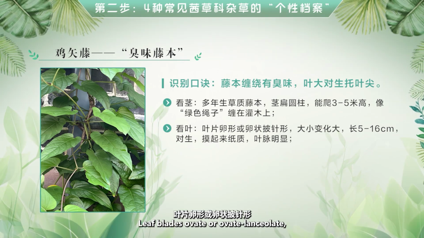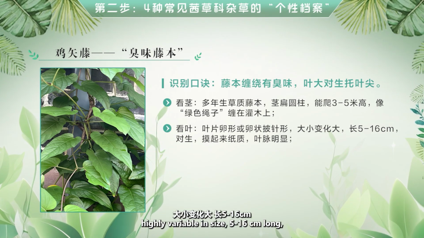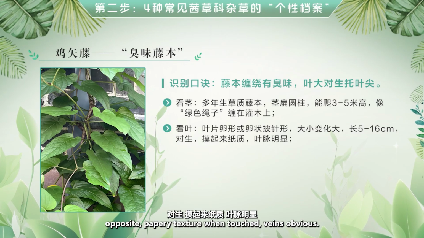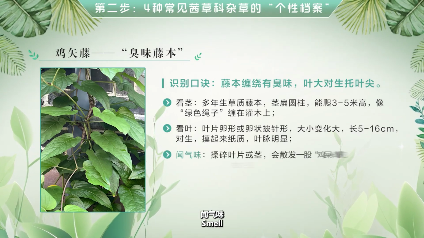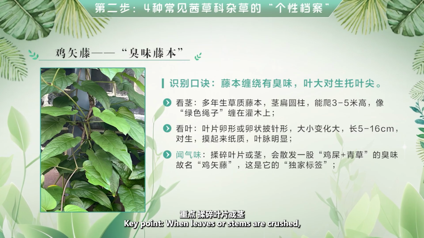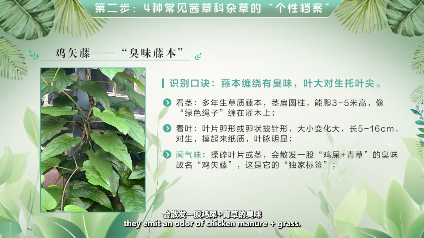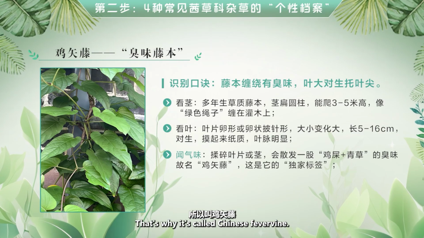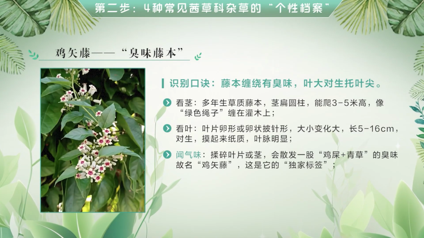Look at the leaves. Leaf blades ovate or ovate lanceolate, highly variable in size, 5 to 16 cm long. Opposite, papery texture when touched, veins obvious. Smell key point: when leaves or stems are crushed, they emit an odor of chicken manure plus grass. That's why it's called Chinese fever vine. This is its unique signature.